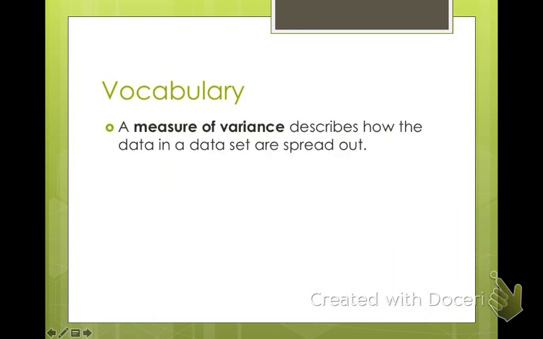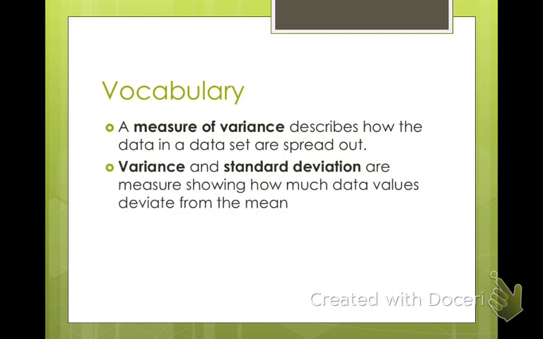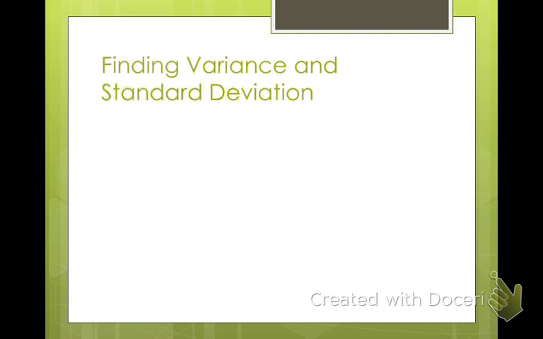First, let's go over our vocab. A measure of variance describes how the data in a data set is spread out. So it just explains to us how spread out our data is, and where it is clustered together. Variance and standard deviation are measures showing how much data values deviate from the mean. So first we're going to find the mean, and then we're going to talk about how you find your deviation from the mean to calculate it, and then how everything fits within that range.